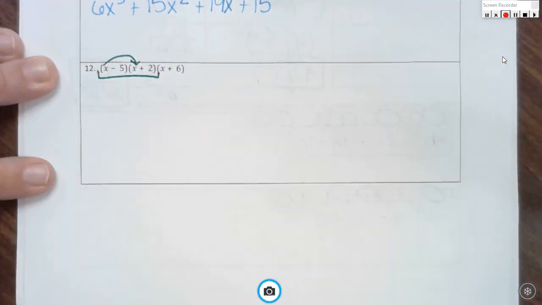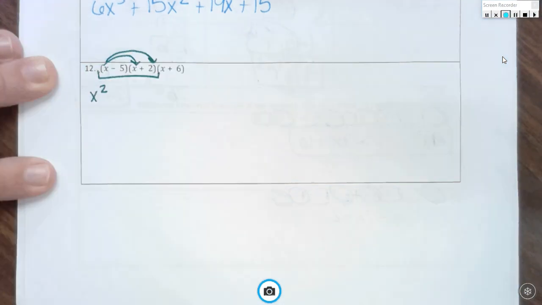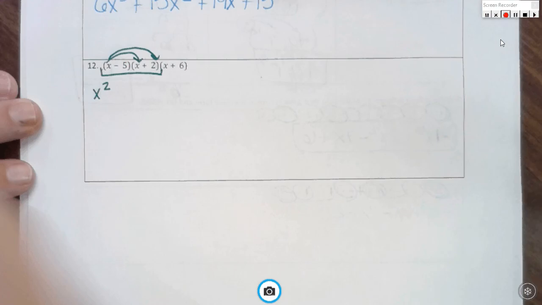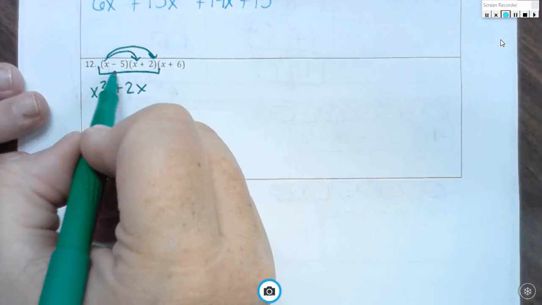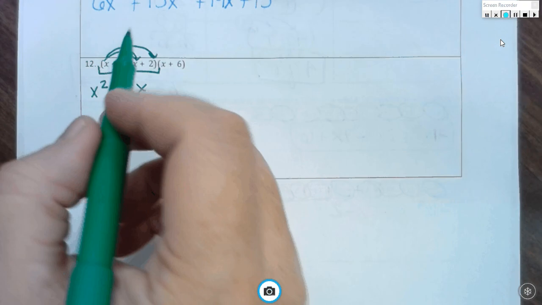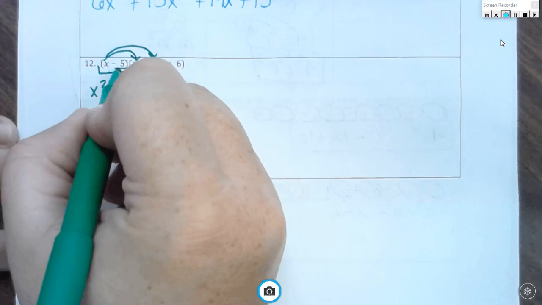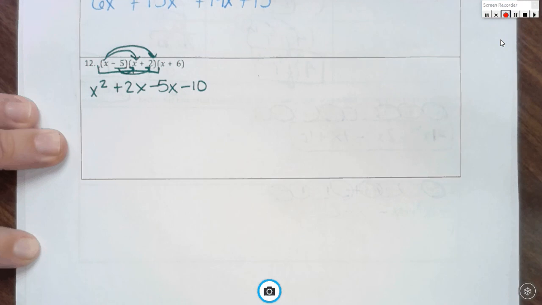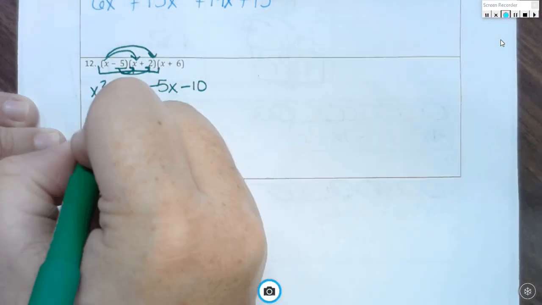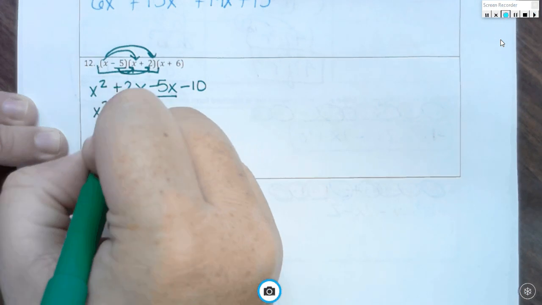x times x, x squared. x times 2 is 2x. Sorry, I had to pause the video for just a second. All right, so now let's take the second term and let's multiply it through. So negative 5 times x is negative 5x. And negative 5 times 2 is negative 10. Excuse me. So now I'm going to gather my like terms. Positive 2x and negative 5x gives me negative 3x minus 10.